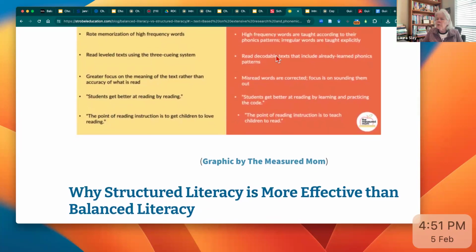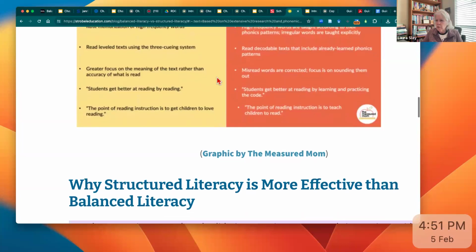So I will argue that people who do not find value in balanced literacy will find that because people haven't done it properly, they haven't taught it explicitly.